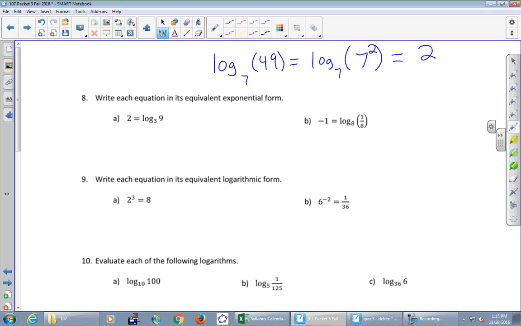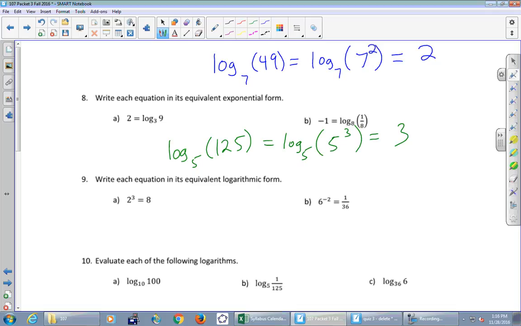Okay, and so I can give you another one here. Log base 5 of 125. I'm forcing you to rewrite that 125 as 5 to some power. What is it? 5 to the third. So log base 5 of 125 is 3.